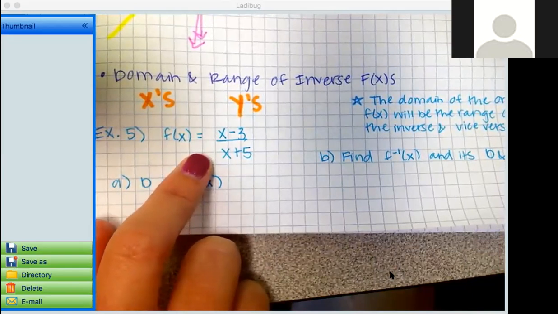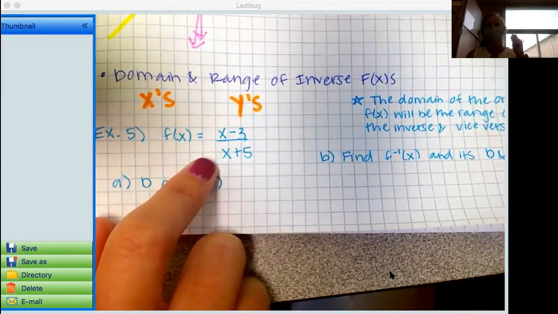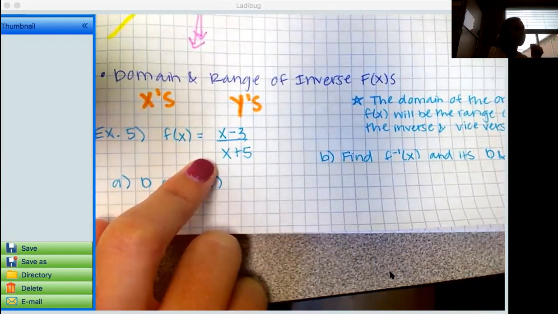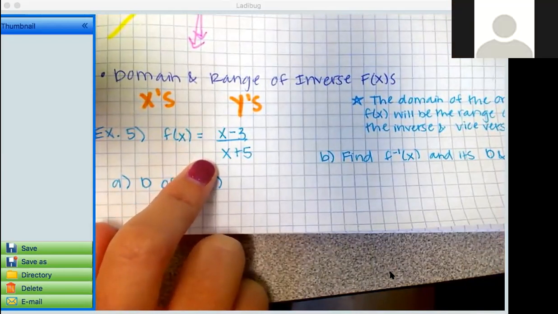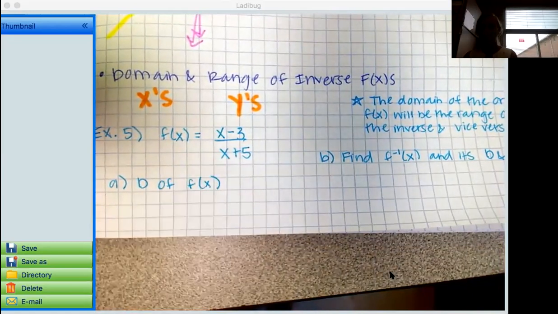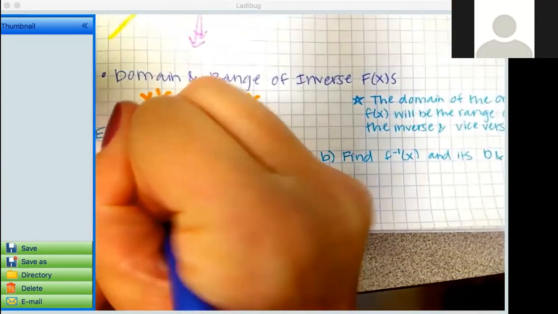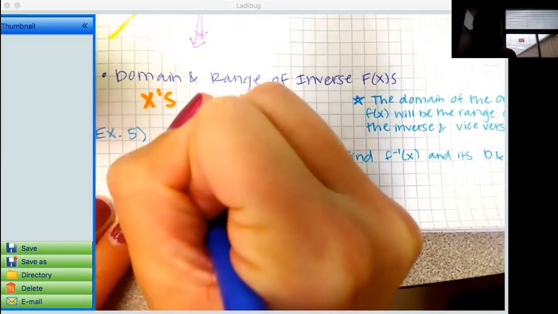Okay, by looking at the x's, what kind of function is this? Somebody said it. Rational, because it's a ratio. What do we know about fractions? What can the denominator not be? Zero. Good. Sorry, Grace, you scared me. So the denominator cannot be 0.